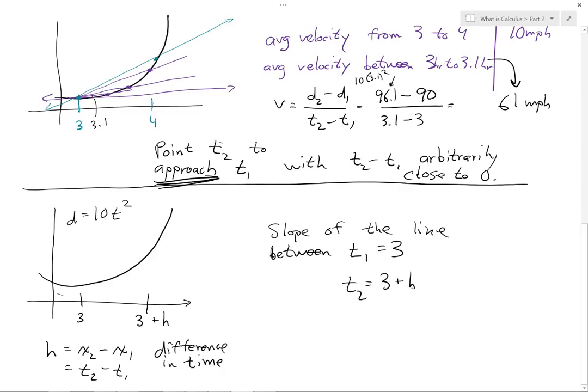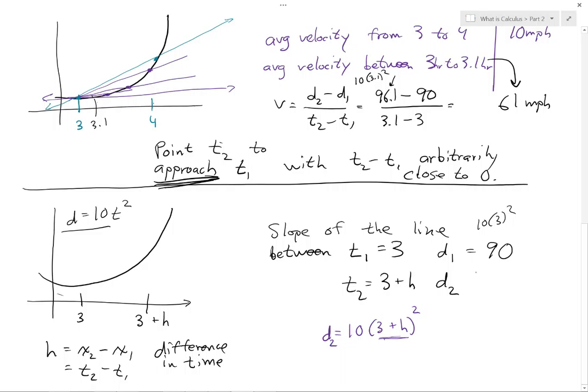So we have to plug into the distance formula to see what our y values are, just like we've always been doing. We found this before: 10 times 3 squared, which is 90. Now for D2, we need D equals 10 times (3 plus h) squared. So I'm substituting this arbitrary time point, 3 plus h, into the formula.